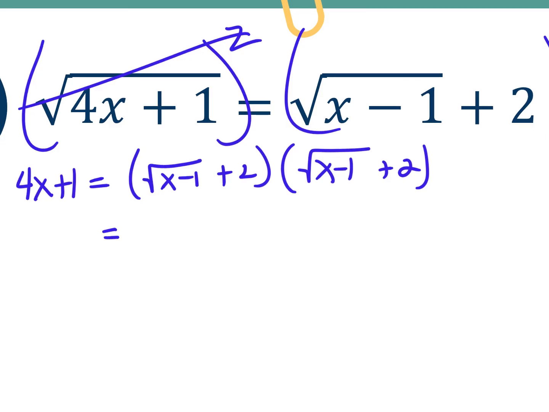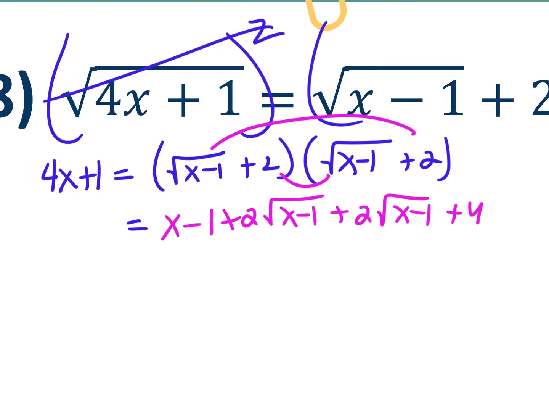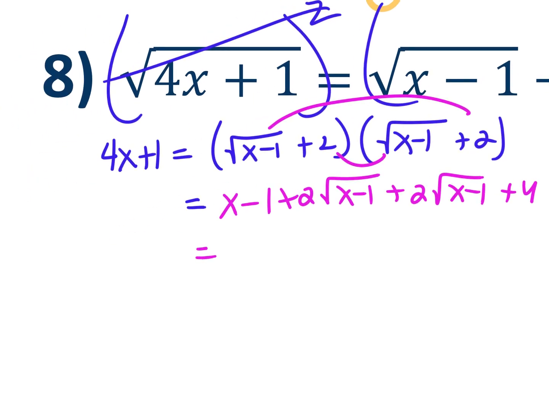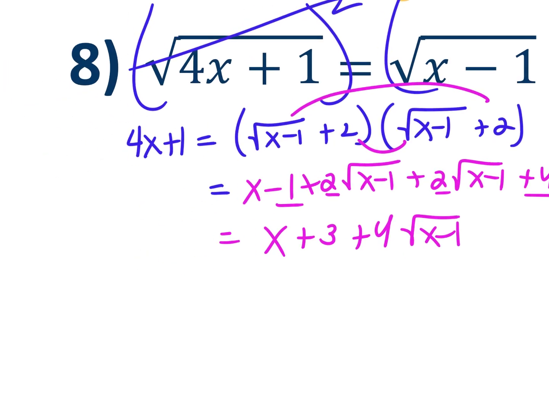So now we're going to FOIL. Square root of x minus 1 times square root of x minus 1 is just going to be x minus 1. Here to here is going to give me plus 2 square root of x minus 1, plus another 2 square root of x minus 1, and then 2 times 2 is 4. So we combine like terms here. I have x, I have a negative 1 and a positive 4, which gives me plus 3. I have 2 square roots here and 2 here, which gives me plus 4 square root of x minus 1. And then over here on the side, I have my 4x plus 1.